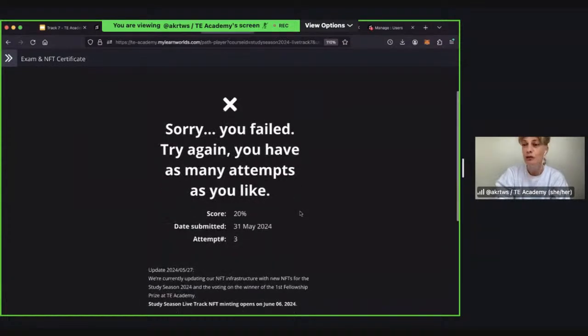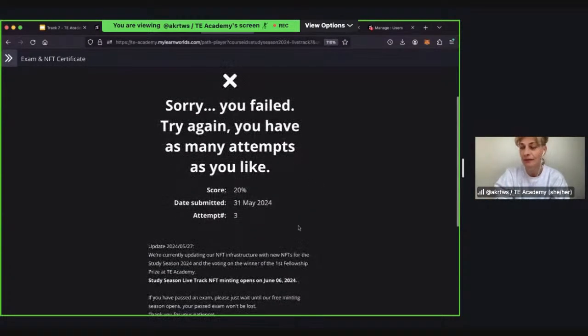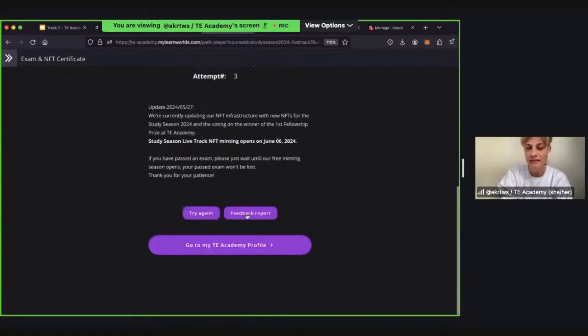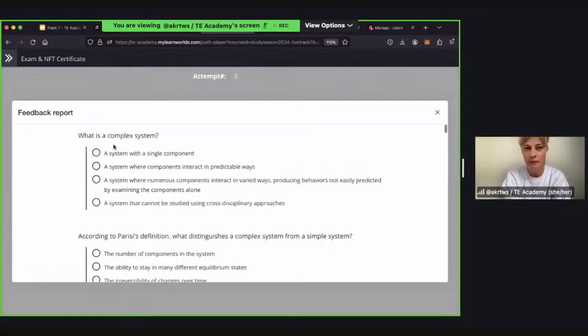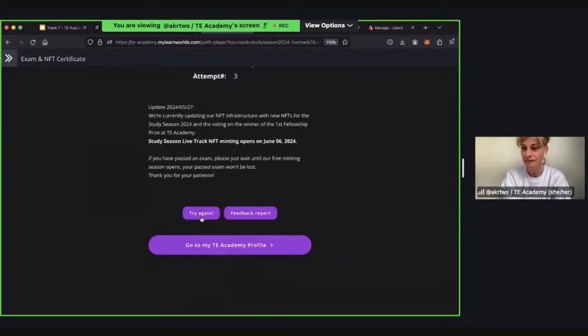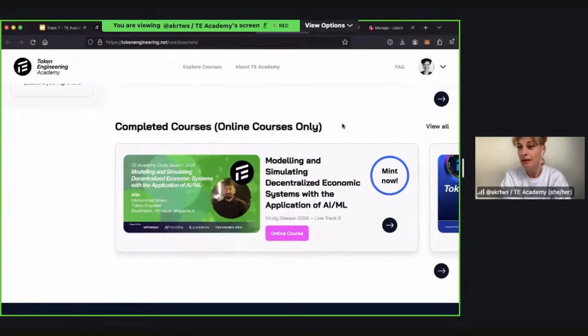And once you've submitted the result, you'll get the outcome, right? So in case, with my first attempt or my third, I failed. But then you can download and get a feedback report like this. So you'll see which questions you have answered incorrectly. And you can try again. And this Go to My TE Academy profile will guide you back to TE Academy, where you then, in case you were successful, can find the course again.